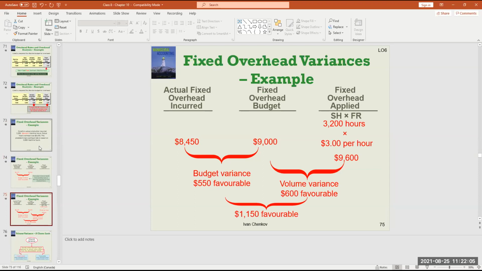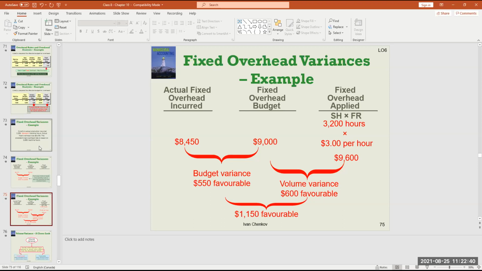How are we going to get the other one? Well, obviously, we know our fixed overhead rate per unit, $3, and we know how many actual hours we used. We used 3,200 hours. Because of that, our fixed overhead applied is 9,600, compared to the 9,000 which we budgeted. So that gives us another favorable volume variance of $600.